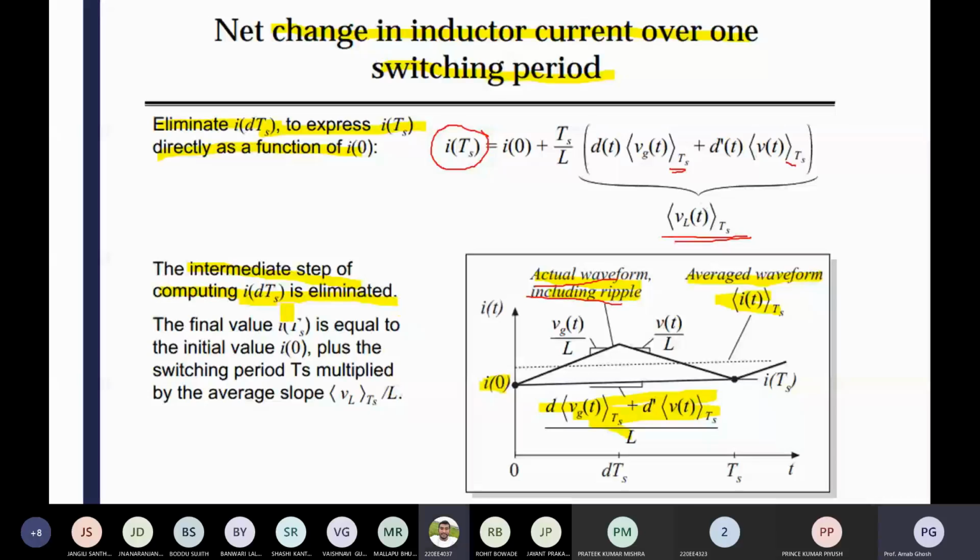So here you can compute IDS. The final value of i(Ts) is equal to the initial value i(0) plus the switching period Ts multiplied by the average slope, that is vL·Ts/L. I think you are getting that expression. How that expression comes, I have discussed. Tell me what you are asking.